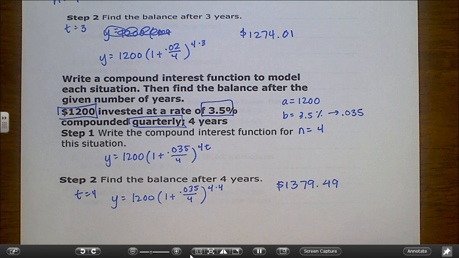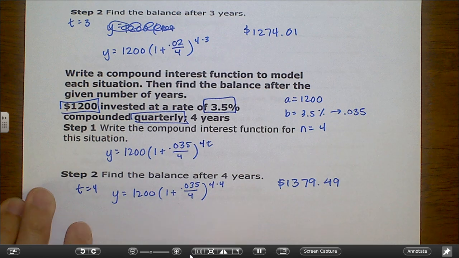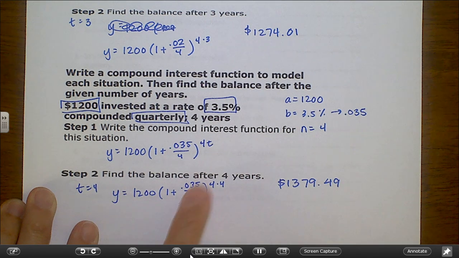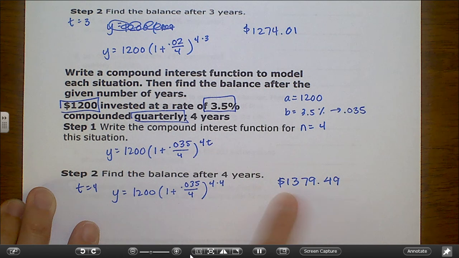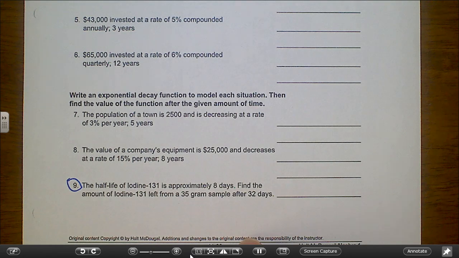All right. Compound interest is used a lot in like savings accounts and that sort of thing. So like if you put your $1,200 in and it's a rate of 3.5% compounding quarterly, that's the amount of money that'll be in your account after 4 years. So you made $179.49 by doing nothing. So there you go. Save your money.